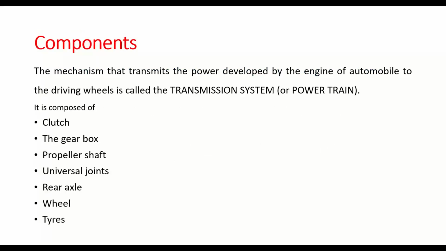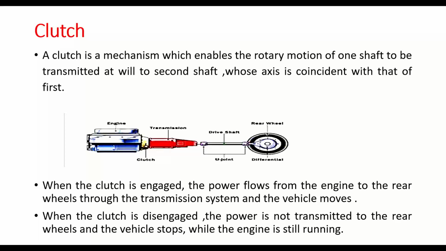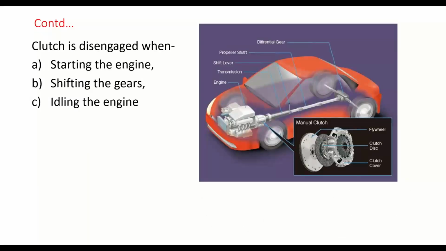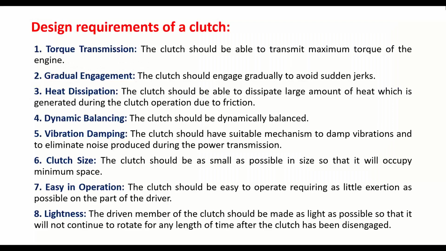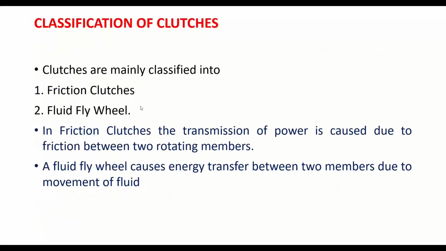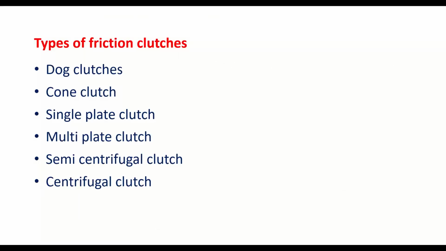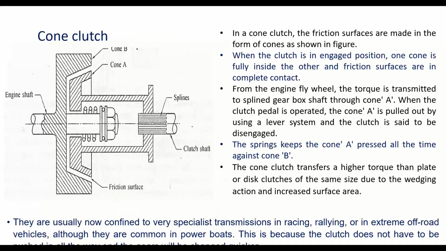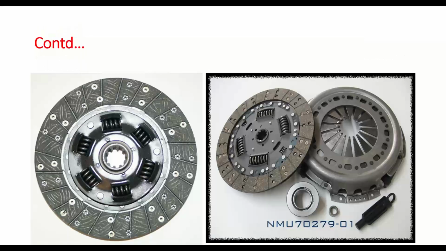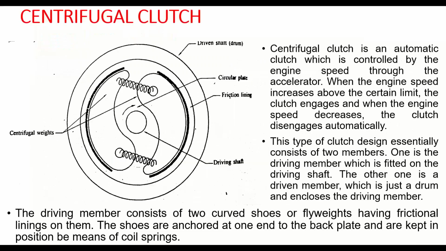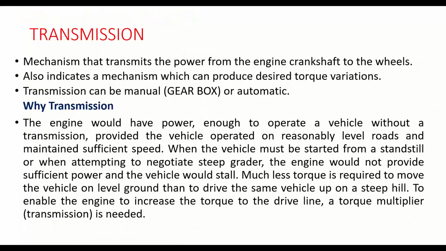Transmission system yesterday. Different components of a transmission system. Clutch, how it works, what are its functions, what are the design requirements, classification we have studied, principle of operation with the help of a video we have studied. Different types of clutches yesterday we have studied: dog clutch, cone clutch, single plate clutch, multi-plate clutch, and centrifugal clutch we have completed yesterday.